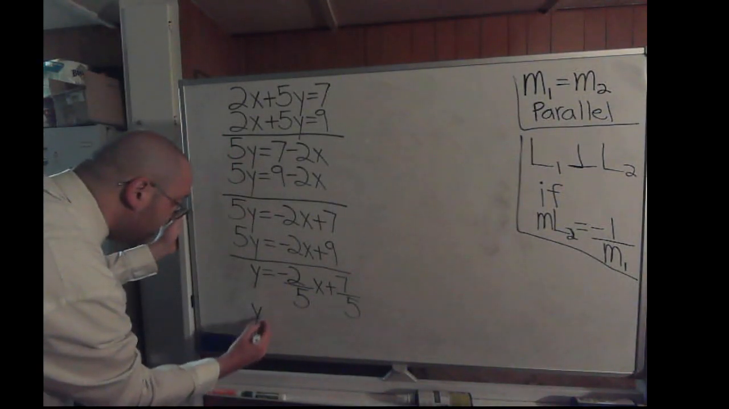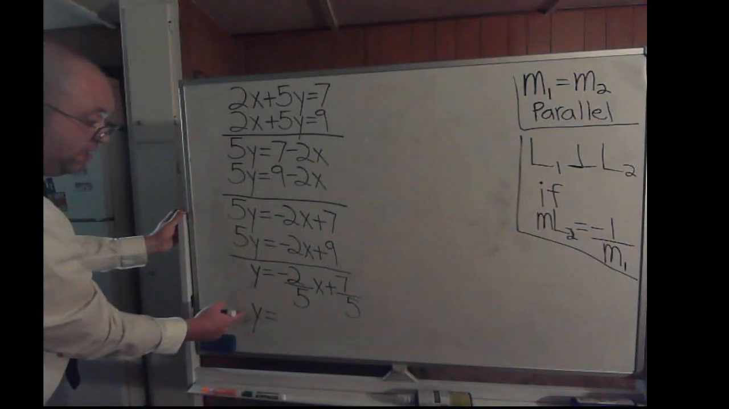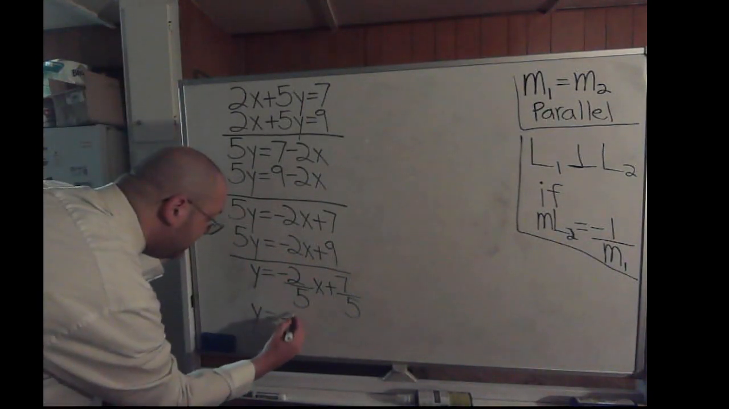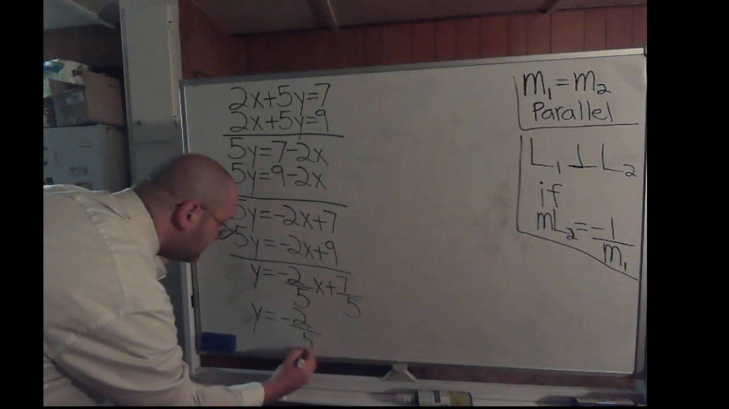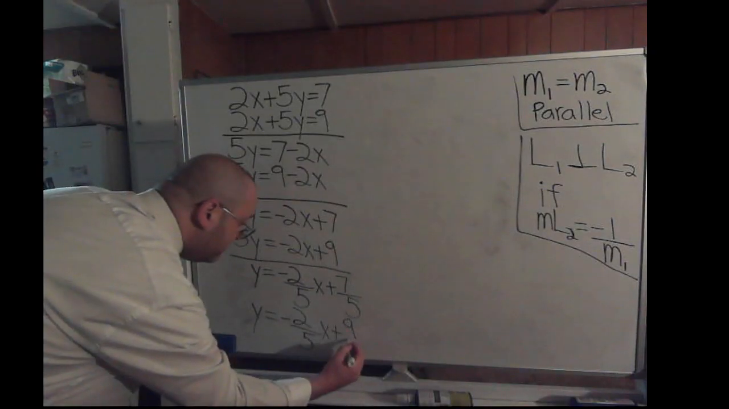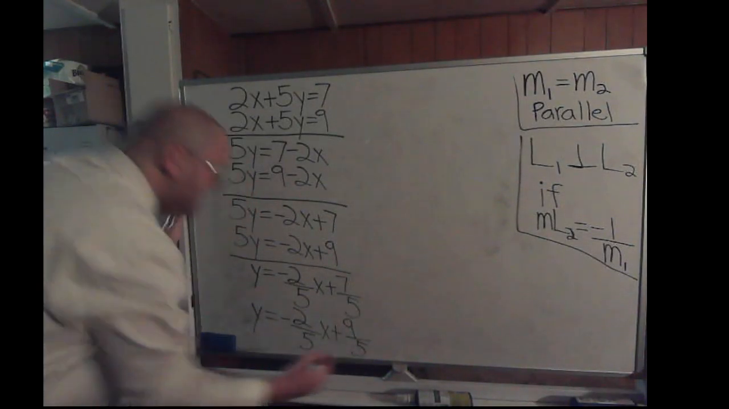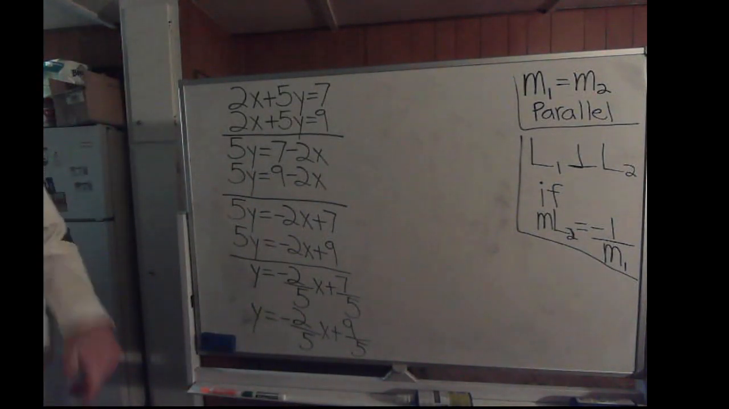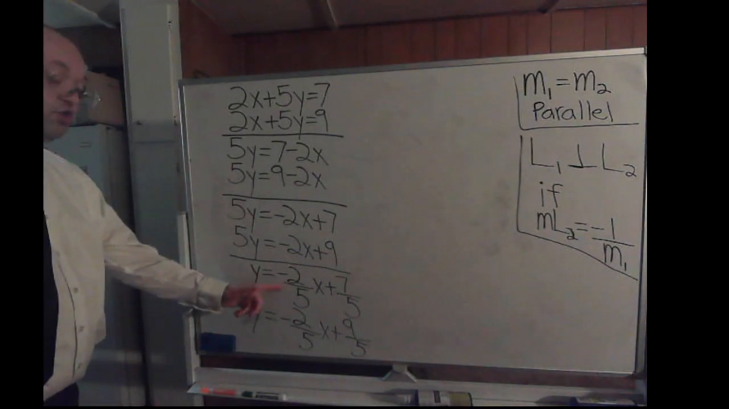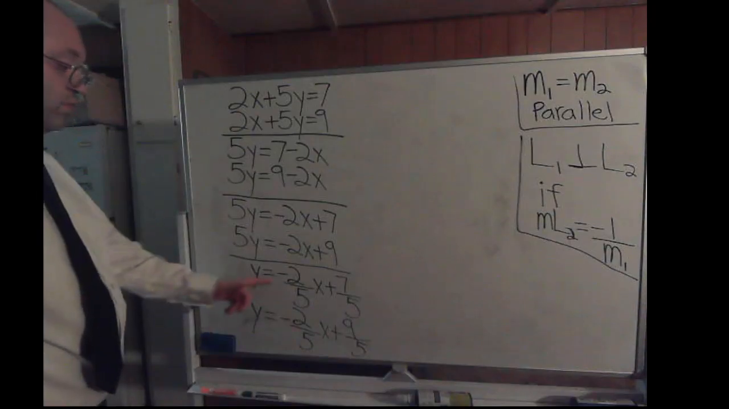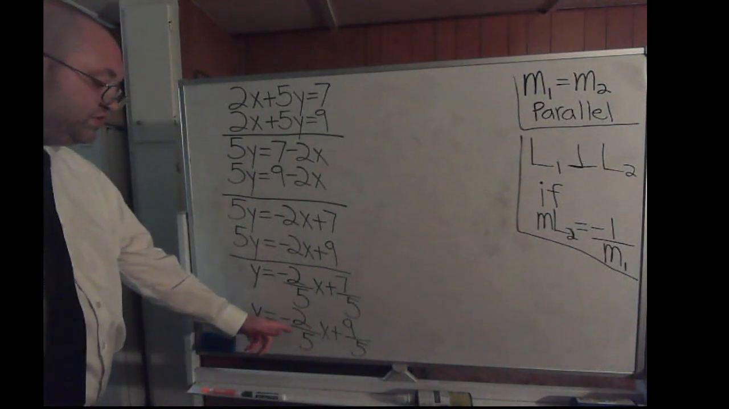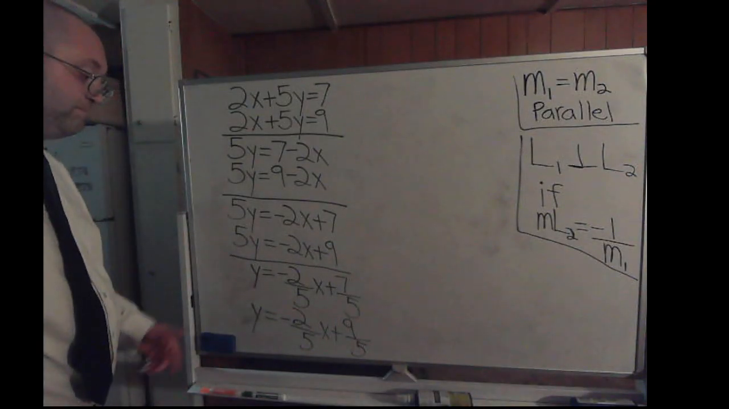Second equation, you divide 5y by 5, you get y. Do it to the right side, negative 2x divided by 5 is negative 2/5 x. Plus you have the 9 divided by 5, that would give you 9/5. So now we have both equations that turn out to be in slope-intercept form. You have y equals negative 2/5 x plus 7/5, then you have y equals negative 2/5 x plus 9/5.